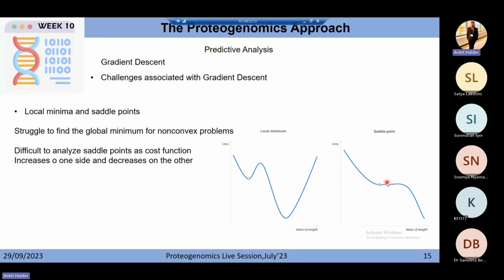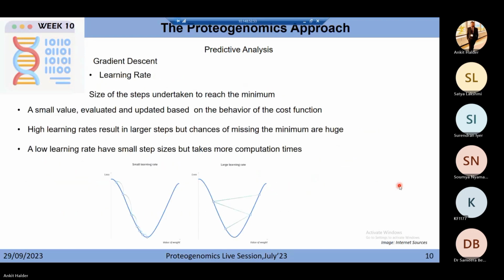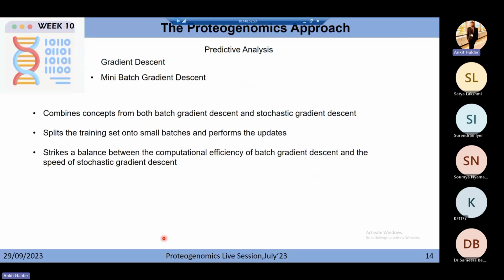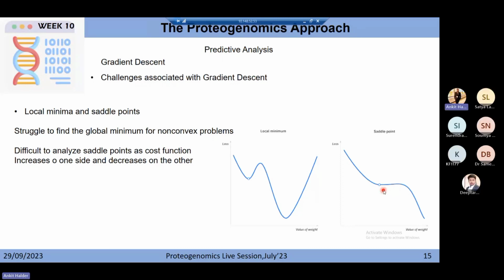Whenever you are moving ahead, it becomes kind of unidirectional, whereas in those cases, if you go on one side it will increase and on the other side it will decrease. But with saddle points, it becomes pretty difficult to understand what is the local minimum or the global minimum to reduce the error. This kind of cost function becomes crucial and does not let you go beyond. This is the major challenge with gradient descent.